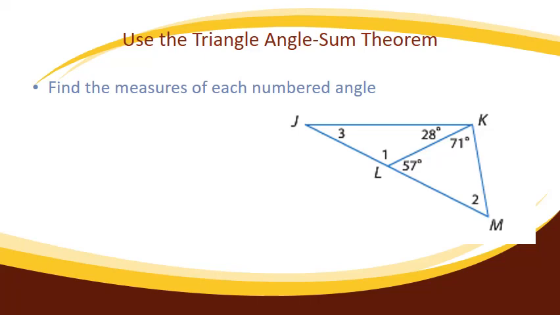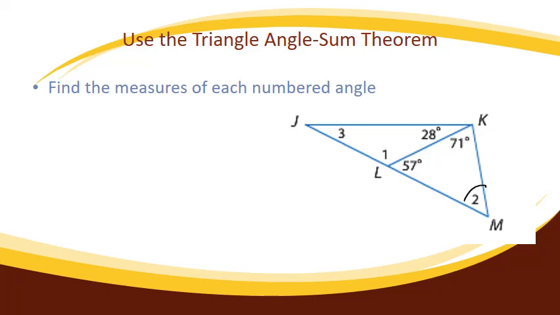Now we're being asked to find the measure of each numbered angle. Okay, that's not too bad. Let's first look. I think I'm first going to think about angle 2, and the reason why is that it's the easiest. Might as well get the easiest out first.